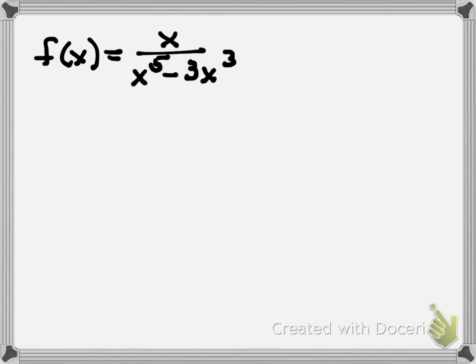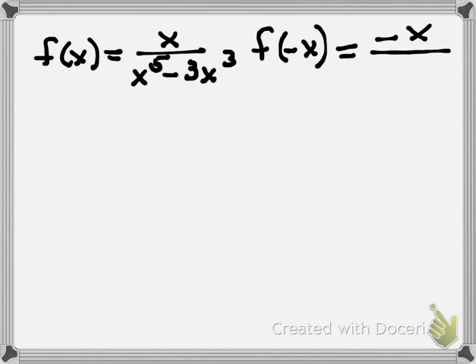Okay, let's take the first example. I have f of x is equal to x over x to the 5th minus 3x cubed. If I want to know if it's odd or even, then substitute in f of -x. Now in the numerator, we get -x. A negative x to the 5th power gives you -x to the 5th. A negative x to the 3rd power is -x to the 3rd, times -3 is a positive 3x to the 3rd.